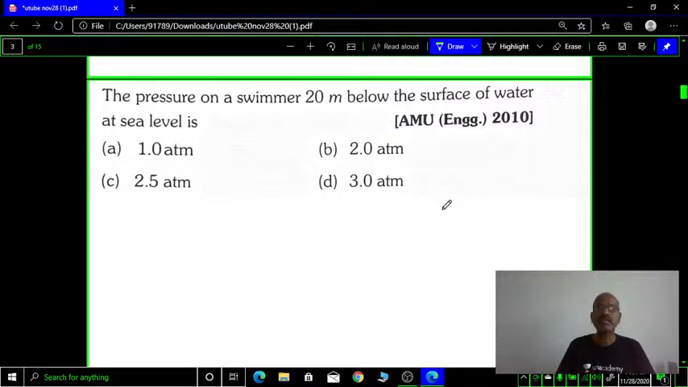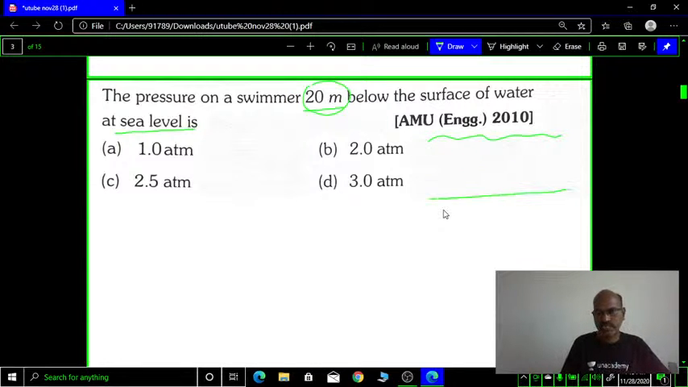The pressure on a swimmer 20 meter below the surface of water at sea level is, we know atmospheric pressure at sea level is 760 mm of Hg. See clearly, a swimmer is 20 meter below the surface of water. This is the surface of water, the top, and the swimmer is 20 meter below it. Assume he is swimming.